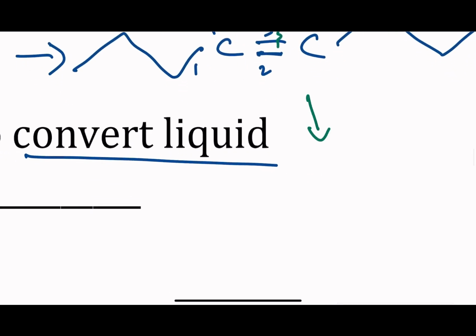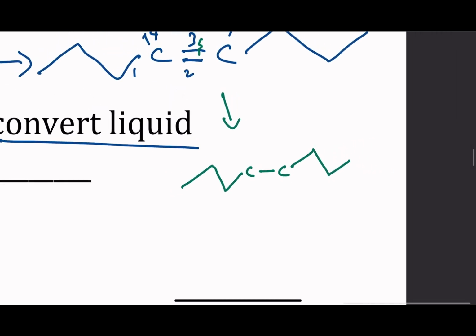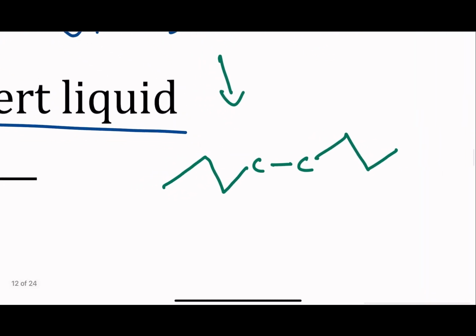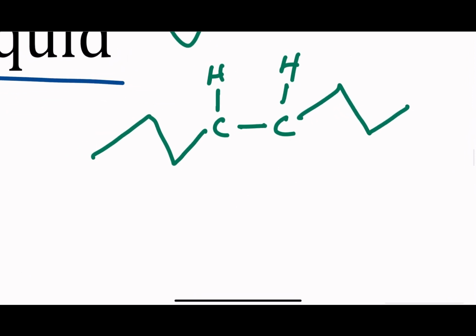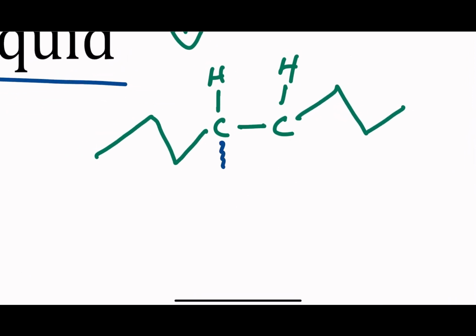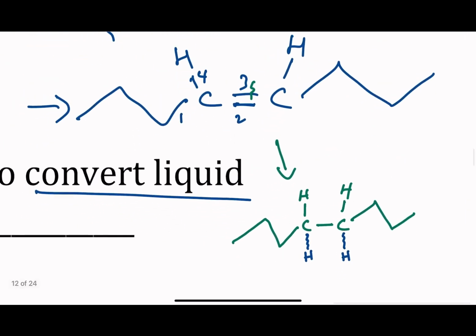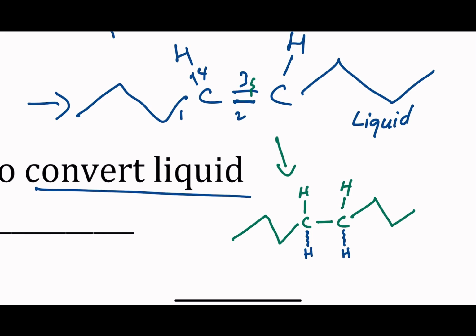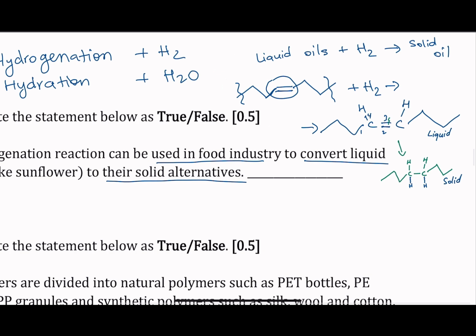And now the way it looks is that I have 2 carbons. For these branches, I don't care at this point. The only thing I care about is these carbons and their bonds. So I had these 2 hydrogens before, but now since I broke this bond, I have a chance to add 2 hydrogens, which I will add in here. So as you see, now it's looking like this. This was the liquid version of the oil, and this is the solid oil. If you check out our PowerPoint and the video, you would see this.